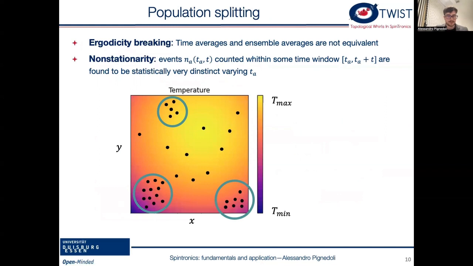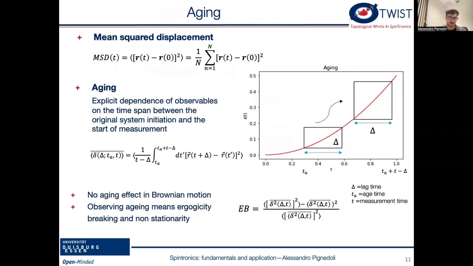Talking about population splitting means that, since at some point we want particles to get trapped in this configuration space, we break the reproducibility of the system. By definition, breaking reproducibility means that the time averages and the ensemble averages are not equivalent anymore. To quantify that, we are interested in studying a non-stationary evolution for which the averages over different windows of time differ. For quantifying that, we study a quantity called aging, which is actually what I said.